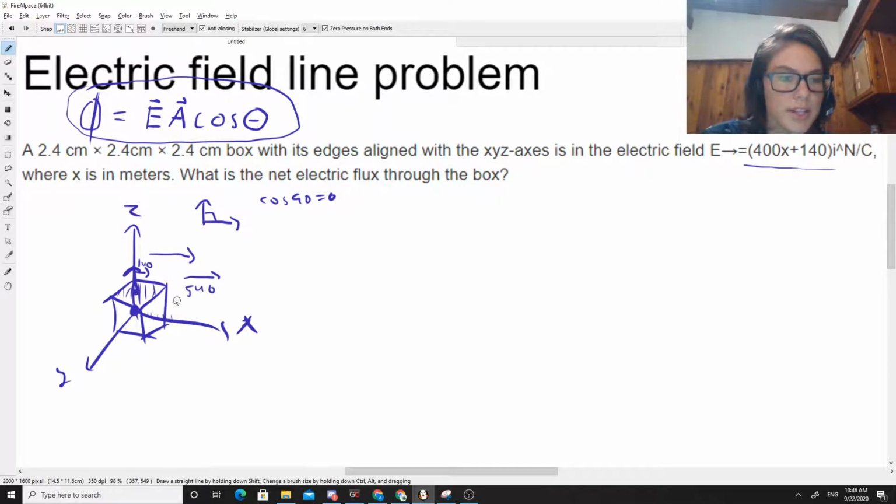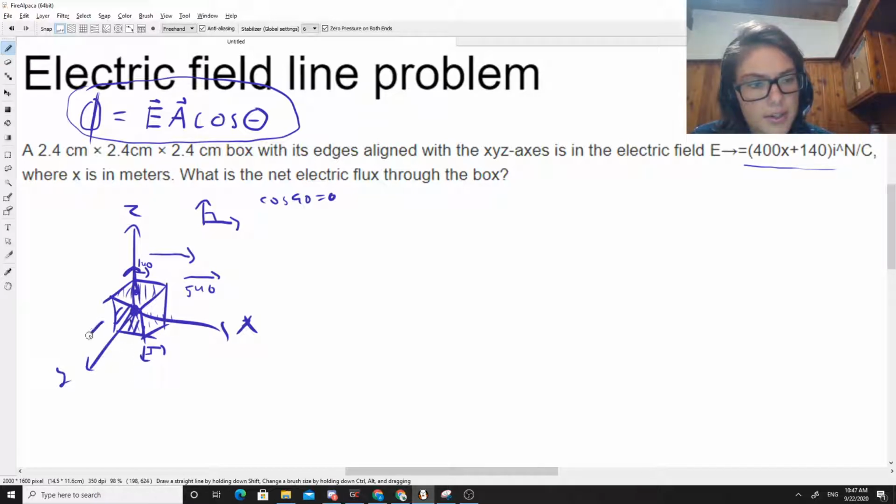You just kind of know your electric flux through the top surface is going to be equal to 0. You can say the same for your bottom surface down here, because it follows a similar logic, right? 90 degrees.